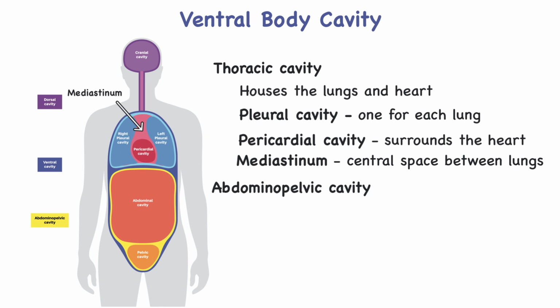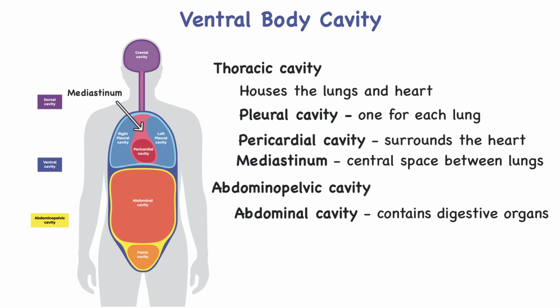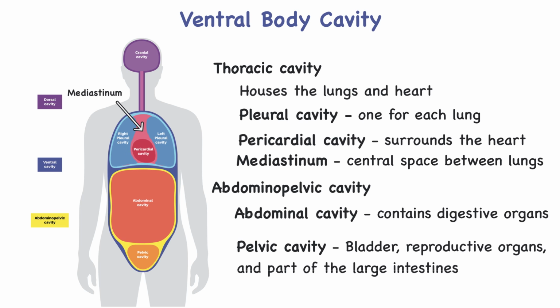The abdominopelvic cavity is considered one space, but it's functionally divided into the abdominal cavity, which contains digestive organs like the stomach, liver, intestines, and kidneys, and the pelvic cavity, which holds the bladder, reproductive organs, and part of the large intestine. Unlike the thoracic cavity, there's no physical wall separating the abdominal and pelvic cavities.